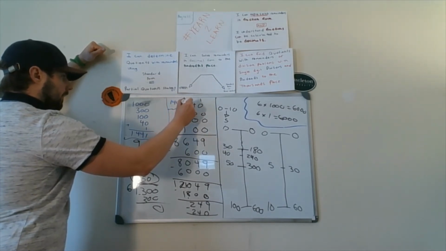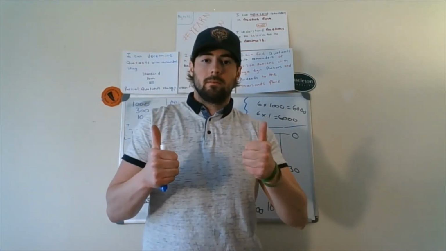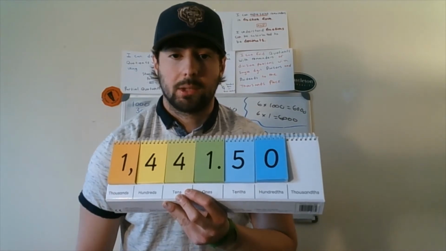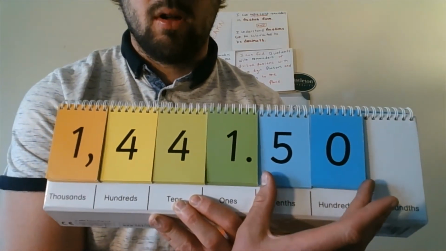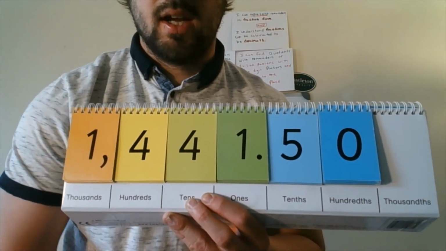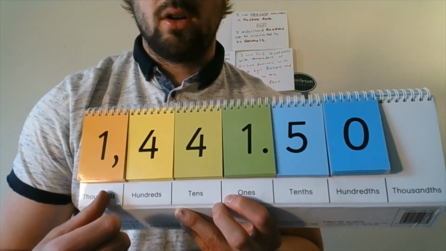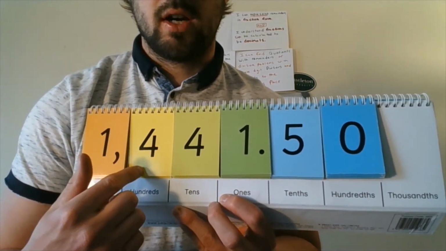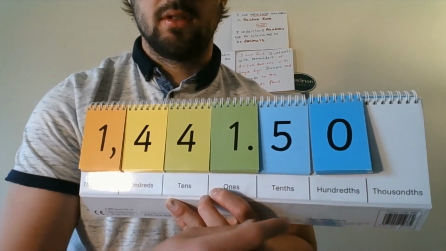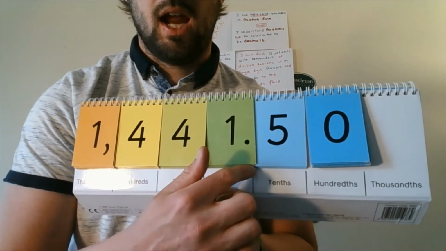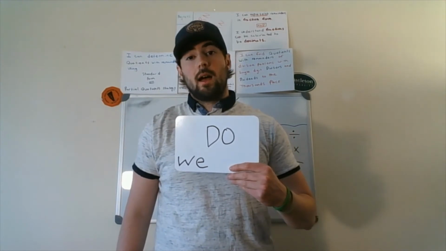1,441 and 50 hundredths is our final quotient. In case you couldn't see it, we had so much math work on that board it got really small. Our final quotient, when we added our decimal remainder in the hundredths place and our partial quotients together with those wholes, was 1,441 and 50 hundredths. 1,441 and 50 hundredths.